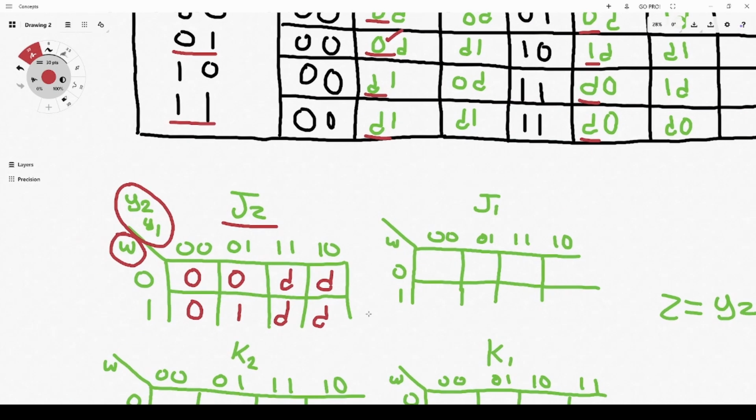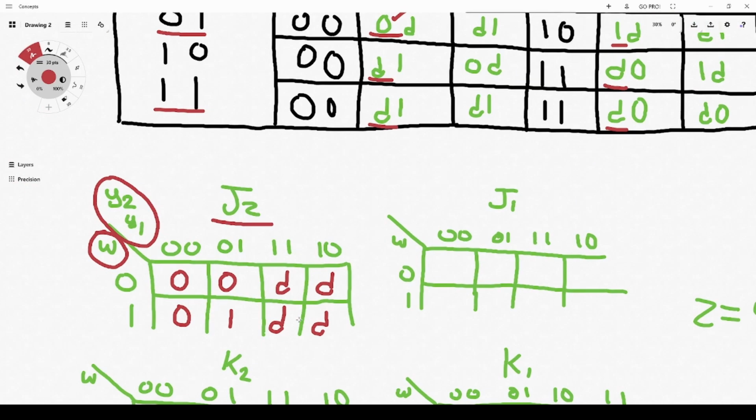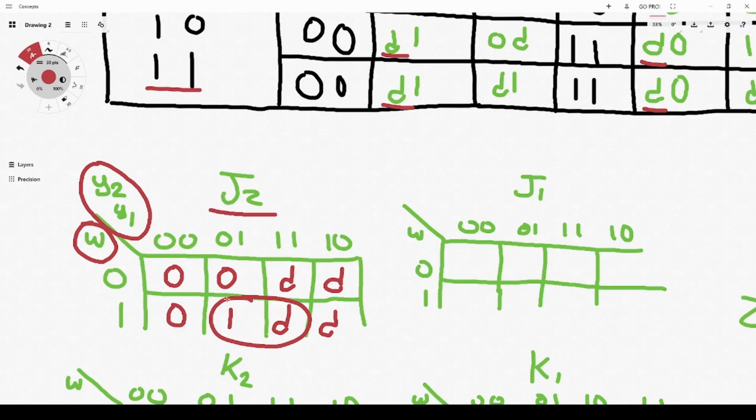Now you just pair them up like usual. Remember, you don't pair up for don't cares. They can only be used to make groupings of 2s or 4s or whatever. So we see here the 1 and the D can go together, which means that J2 is going to equal Y1 or W.